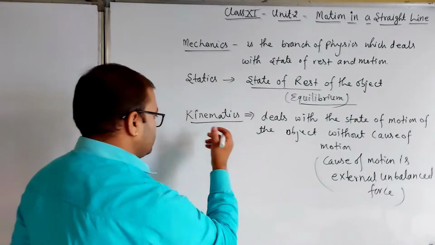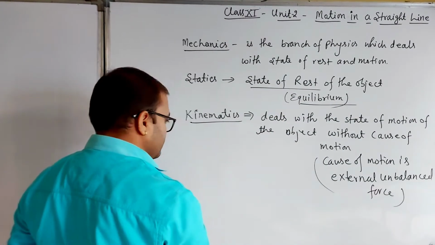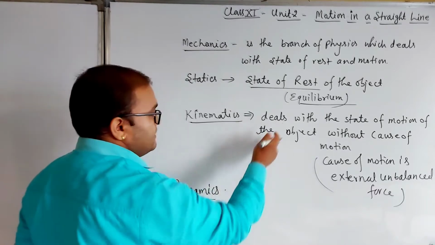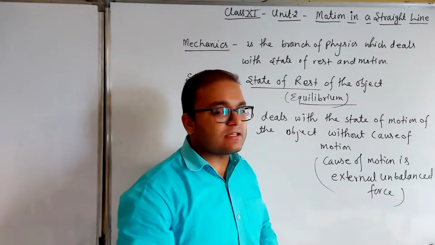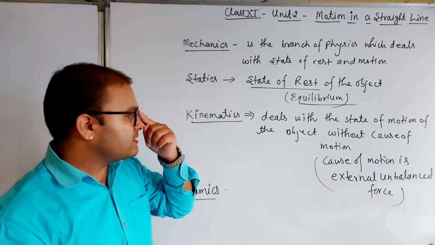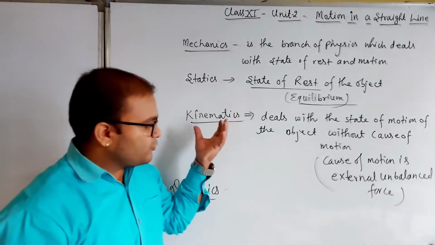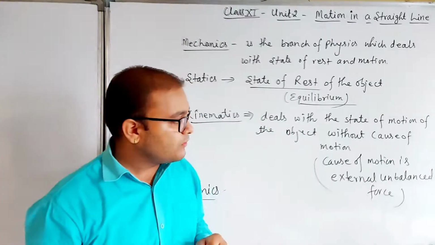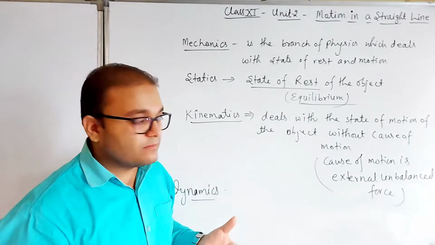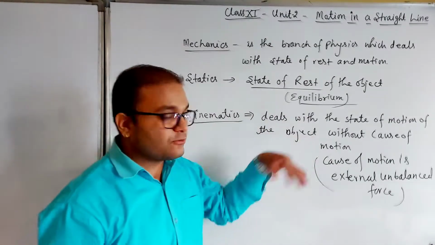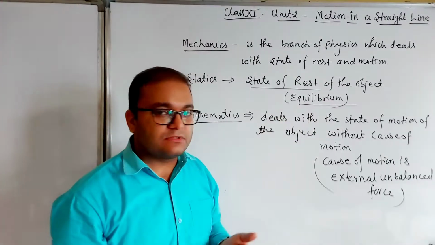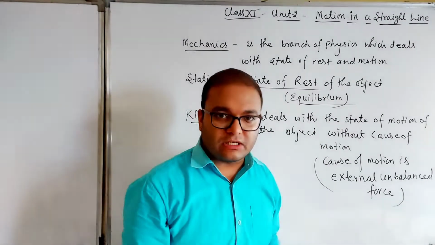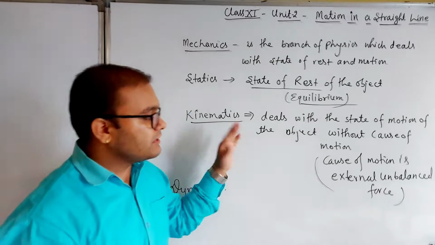Then the next one is dynamics. Before telling about dynamics, what we will discuss in kinematics is the position of the object or the velocity of the object. It is a state of motion, means how position is changing with respect to time, the speed of the object, the velocity of the object. We will discuss acceleration of the object also, but we will not discuss force.